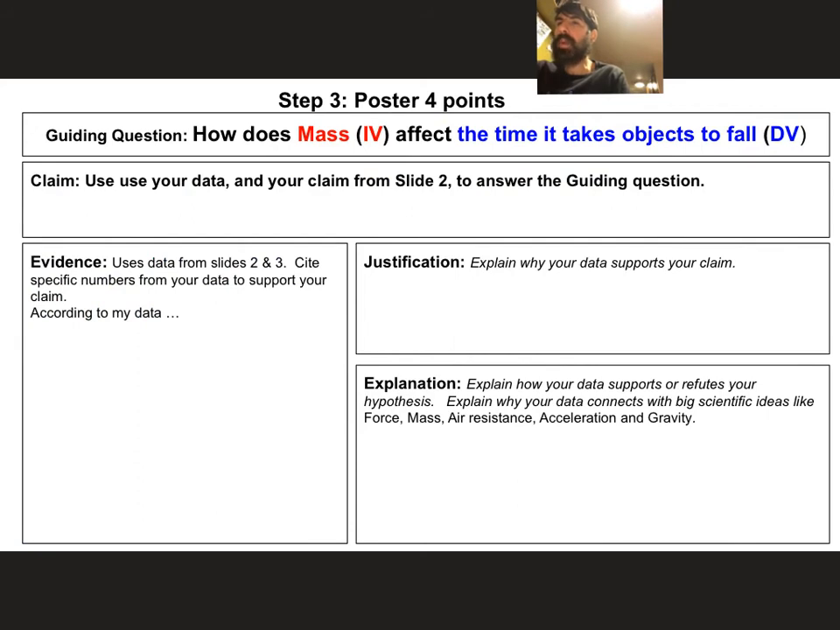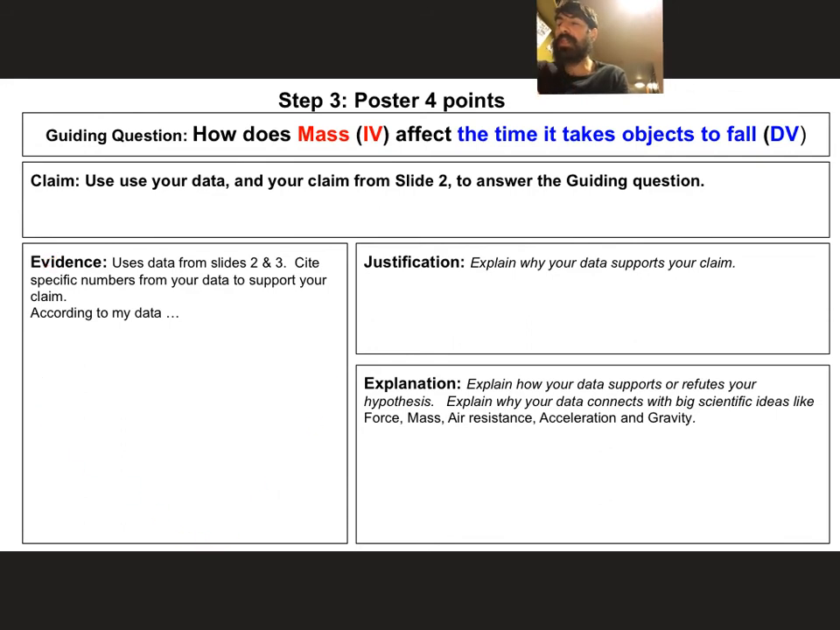This slide is the most important slide in your report. This is the only slide that doesn't come directly out of your notebook, that you're going to have to synthesize and pull things together. It starts with the guiding question. Your claim answers the guiding question. You've already practiced writing your claim when you interpreted your data, and you can use the same interpretation from the previous slides that had your graphs on them to answer the guiding question.